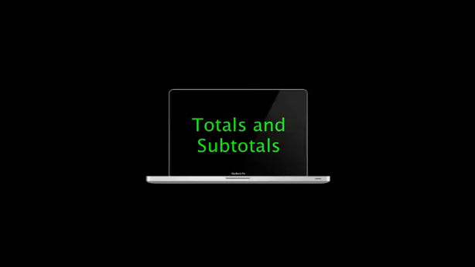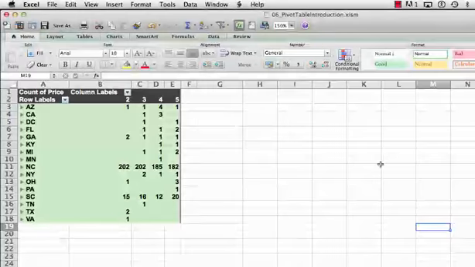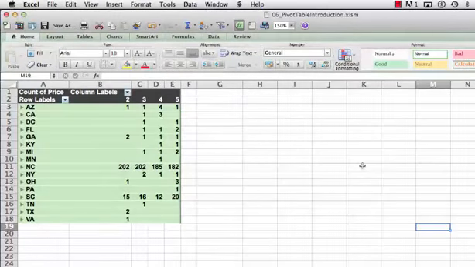Another feature of pivot tables that's really beneficial is the ability to add totals. This includes subtotals for categories and grand totals for rows and columns. We'll look at the pivot table on the Totals and Subtotals tab.